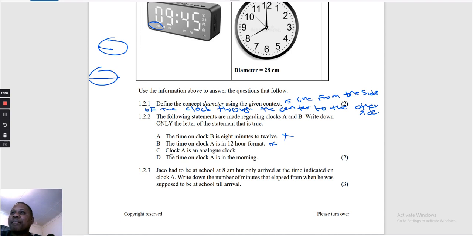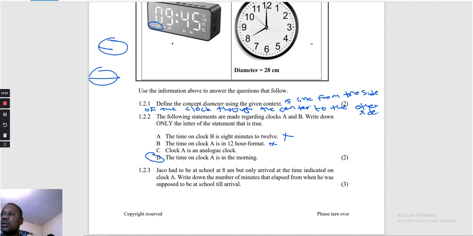Number C, clock A is an analog. Is this clock an analog? No, this is a digital. This is the analog. The time on the clock A is in the morning. Yes, if this is in 24 hours and it says 9:45, this is in the morning. That means the correct letter here is number D, because if this was in the afternoon, it was going to be 21. Okay, because it's in the 24-hour format.